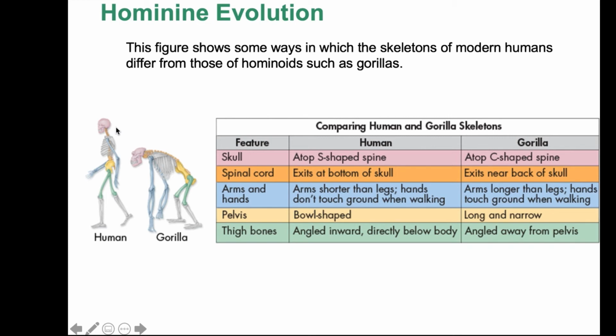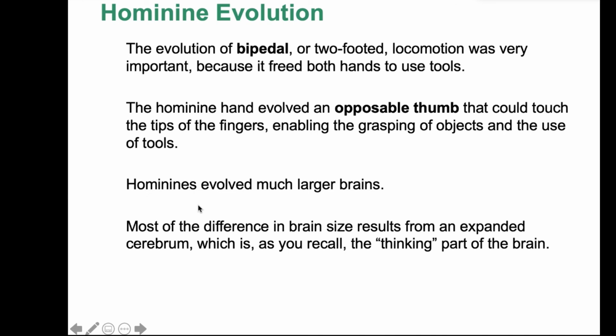Humans have a spinal cord that comes out from the bottom. Gorillas have it from the back. Our arms and hands are shorter than our legs, and our hands don't drag on the ground when walking. Gorillas' arms are longer than their legs, so they touch the ground when walking. Our pelvis is bowl-shaped. Theirs is long and narrow. And our thigh bones are angled inward directly below the body. Theirs are angled away from the pelvis.